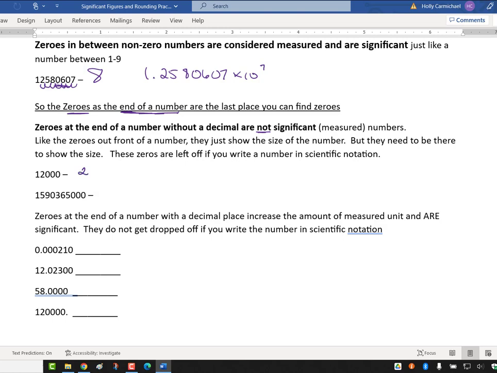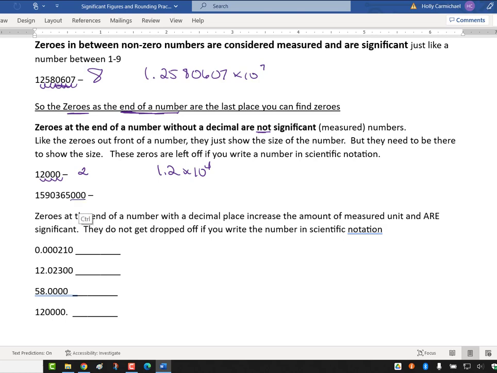And if I change this number to scientific notation, remember the decimal would be at the end. So 1, 2, 3, 4, 1.2 times 10 to the 4th. Not significant zeros drop off with scientific notation.